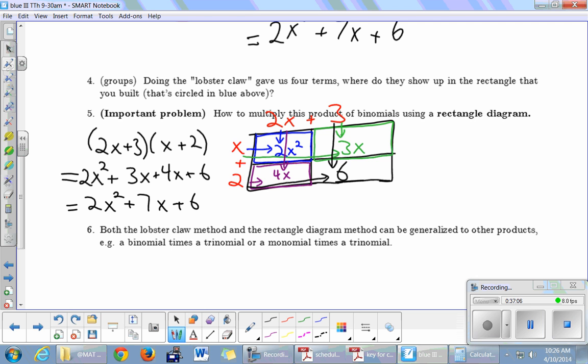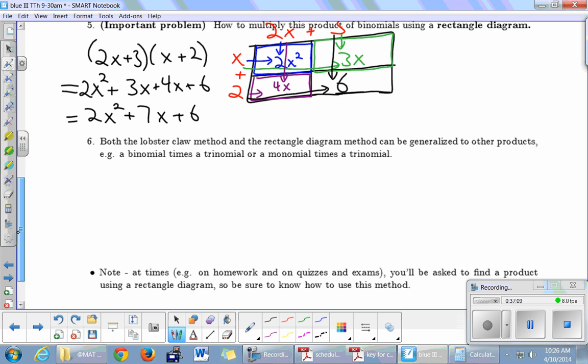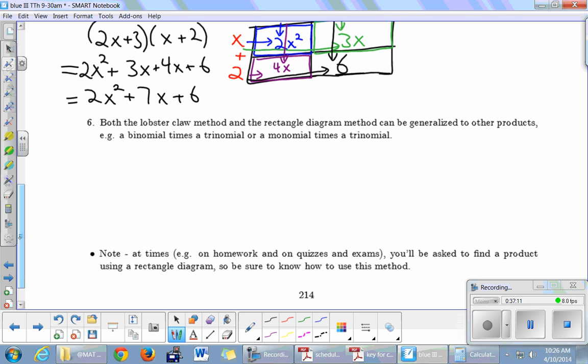Okay. Last thing, and then you guys are going to practice. But again, get really good at either the lobster claw or the rectangle method. You don't need to be really good at both. And then we'll just take a look at number 6 real quick. It says both of these methods can be generalized to other products. So for example, I'm just going to write this. We're not going to actually do it, but just to see that we could do it.